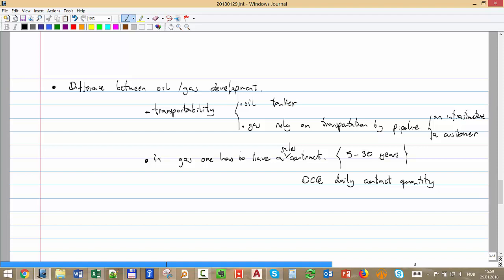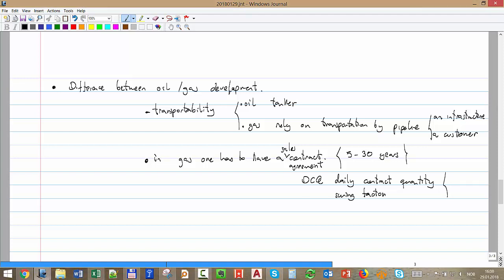I don't want to go into the different contracts you have, but you have to have someone that is going to take your gas. Someone that is going to buy your gas. If it's an intermediary, or a third party, or directly the power generating company, you have to have an agreement, a sales contract, to sell this gas. And you commit to a daily contract quantity, depending on the rate of your field, 10 million, 20 million, 5 million. And then you are fixed on a swing factor.